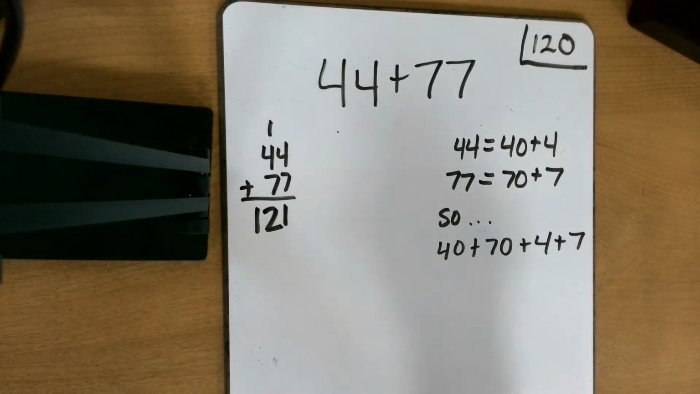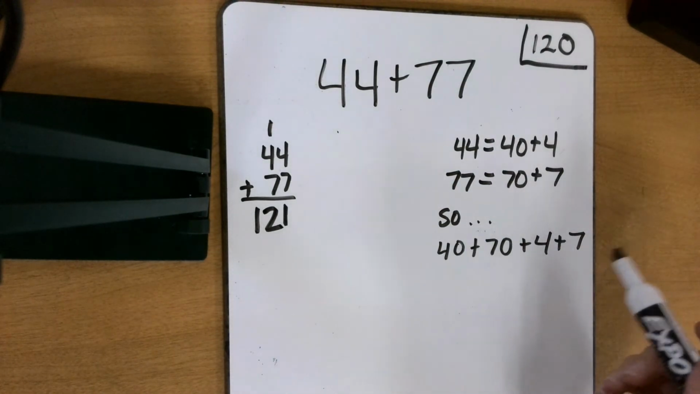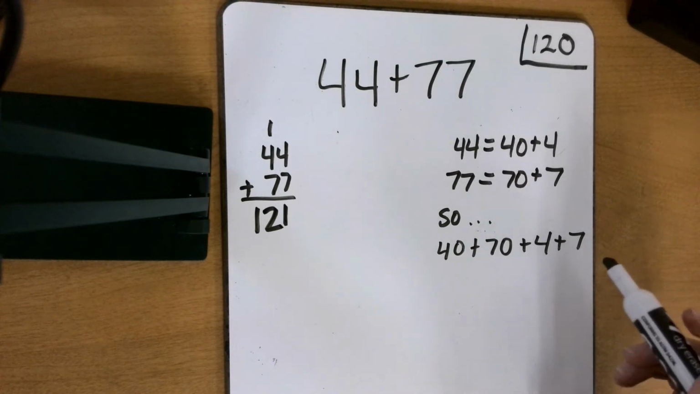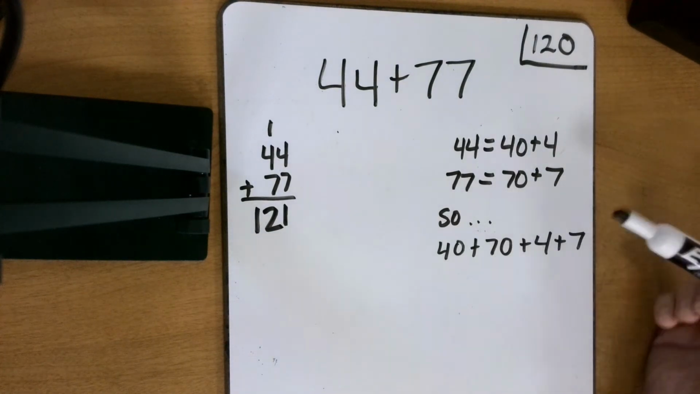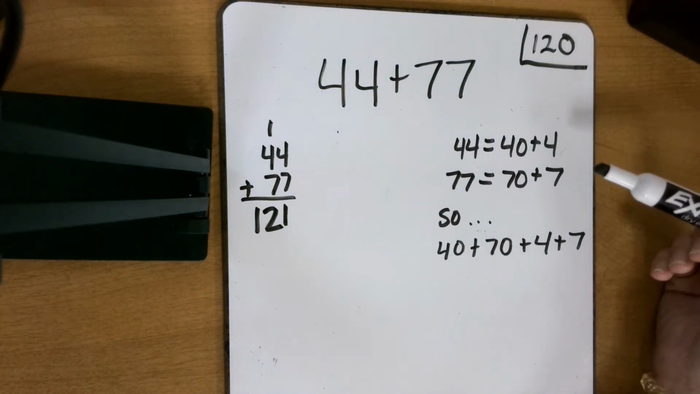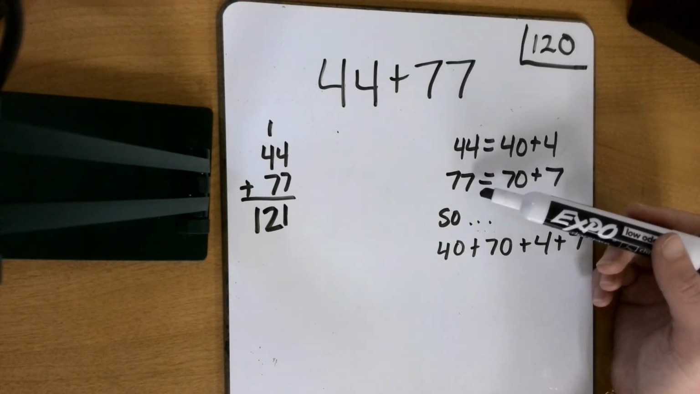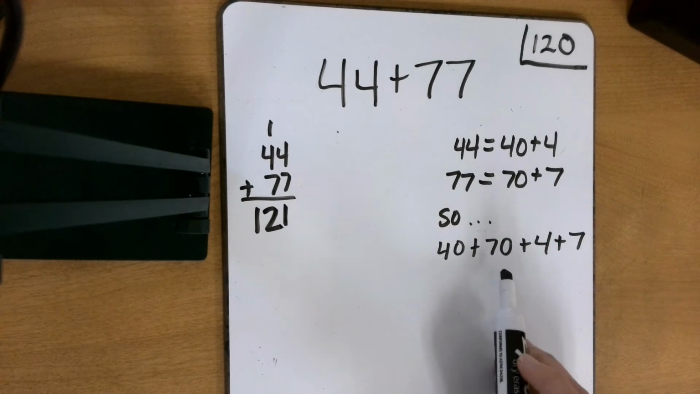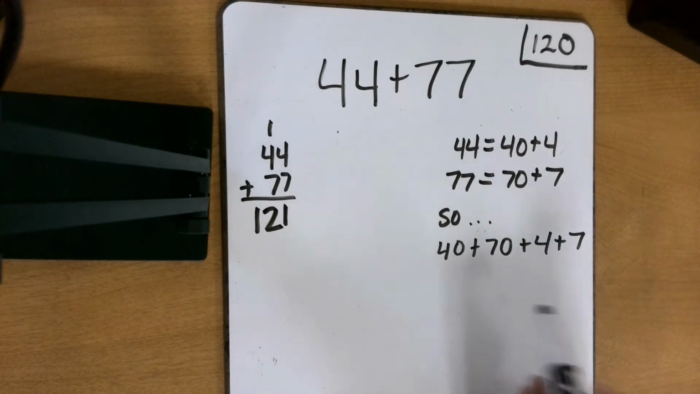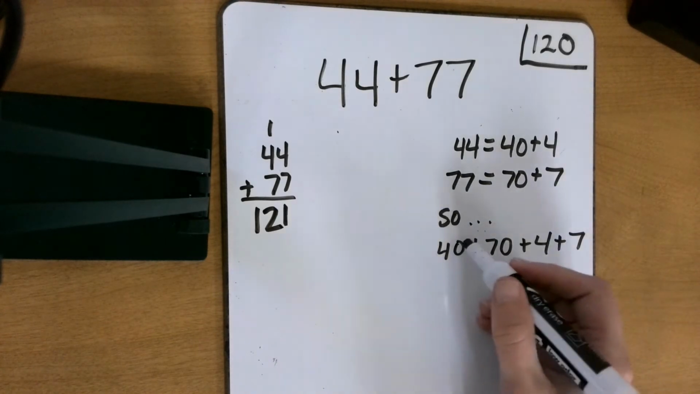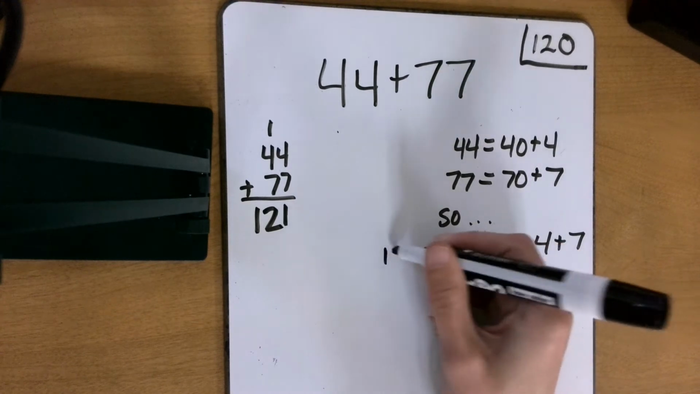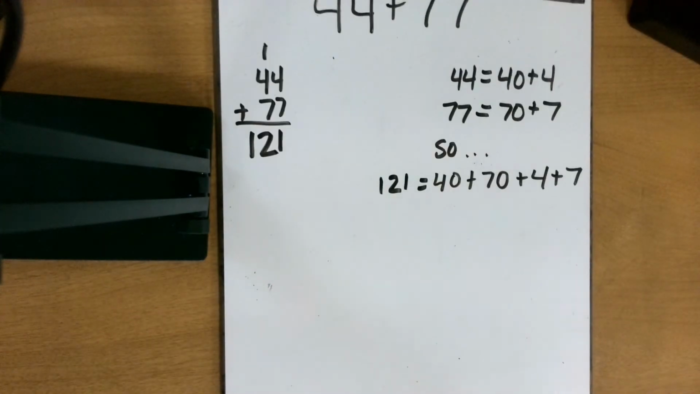Or maybe some of you were thinking about breaking it up, right? I know many of you think about expanded form in order to break it up. Thinking about 77 is the same thing as 70 plus 7. 44 is the same thing as 40 plus 4. So 44 plus 77 is the same thing as 40 plus 70 plus 4 plus 7, right? In the same case, we end up with 11 ones here, and 7, 8, 9, 10, 11 tens for a total of 121. Okay?